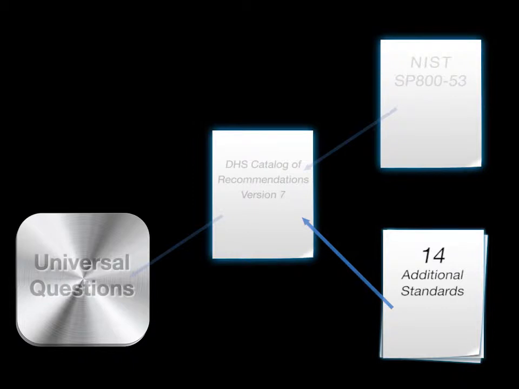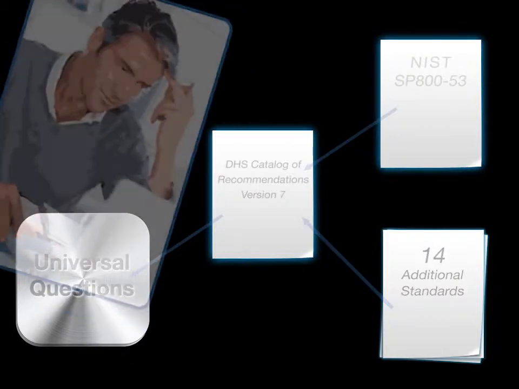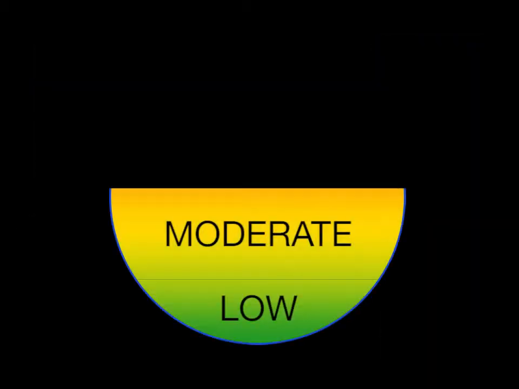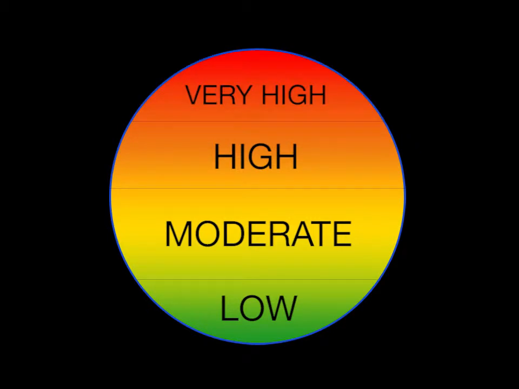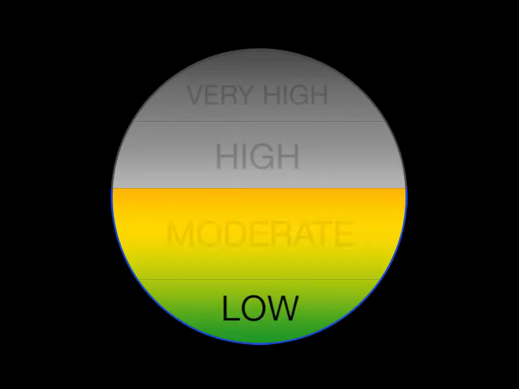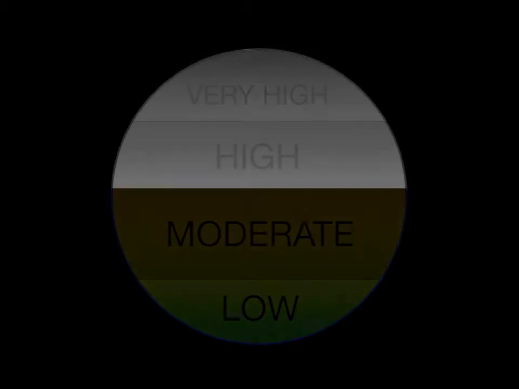With the Catalog of Recommendations as a foundation, subject matter experts converted the lengthy and sometimes complex requirements from their catalog into a set of single, concise questions. Each question was also written so that it could be answered as yes or no. The questions were also grouped based on the NIST level system of low, moderate, high, and very high. As expected, high questions would be more demanding than low questions. If your security assurance level is determined to be a moderate, for example, only the low and moderate questions will be presented in the assessment.